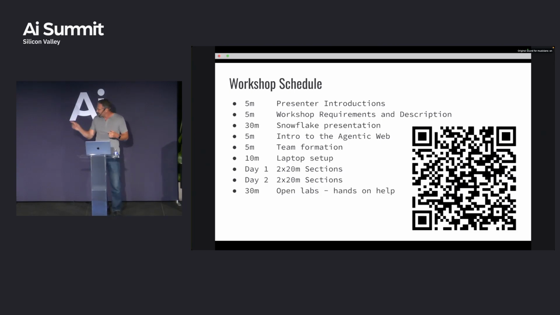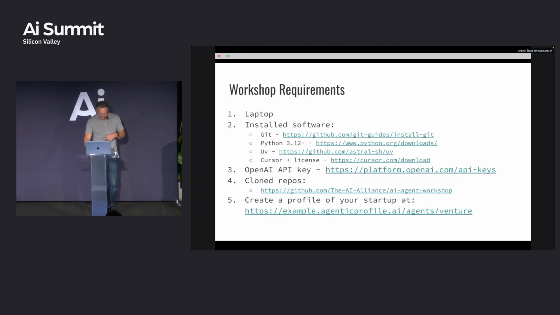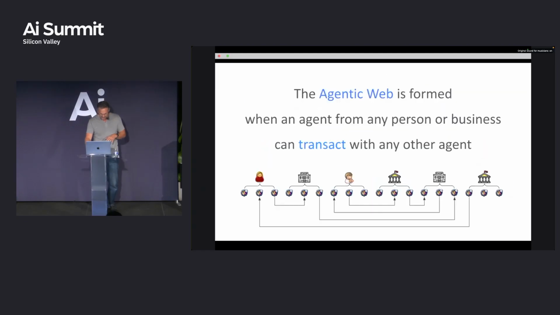So hopefully you guys have gotten all the slides up and running. We're going to jump past. Actually, this is fun. I did this yesterday too. This is what Matchwise does: infrastructure and properties, Agentic Web. What the heck does that mean? Automating transactions using deep research and last mile peer-to-peer agentic transaction resolution. The goal here is that by the end of these talks today, you should totally get this. This is from yesterday. We're going to jam through all this stuff.